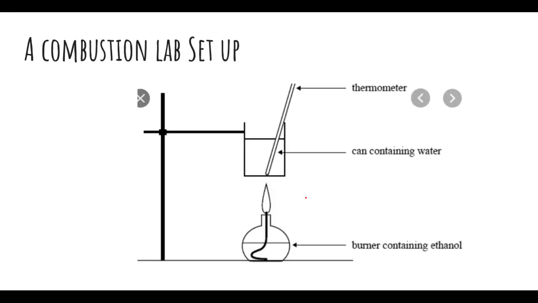So we're going to be setting up a combustion reaction. And in this case, this is what we call a basic calorimeter. We have a burner that contains ethanol. And let's say, for example, there are 5 grams of ethanol in here. And ethanol is C2H6. All right. And above that flame, we have a beaker of water or a can of water. And in that can, there is a thermometer. And let's say, for example, we have 10 grams of H2O in here.